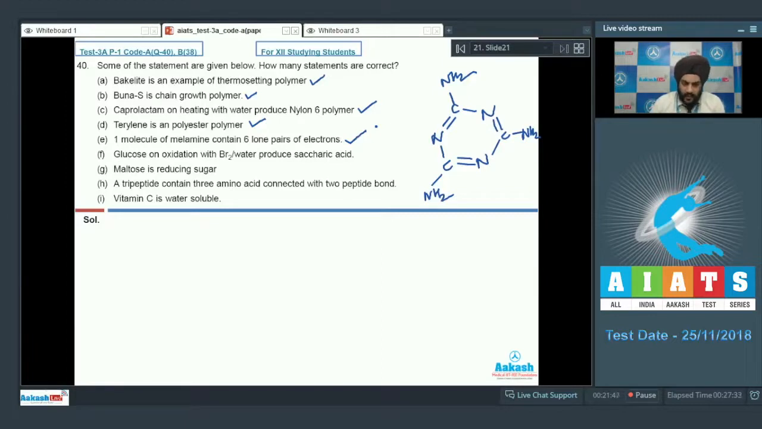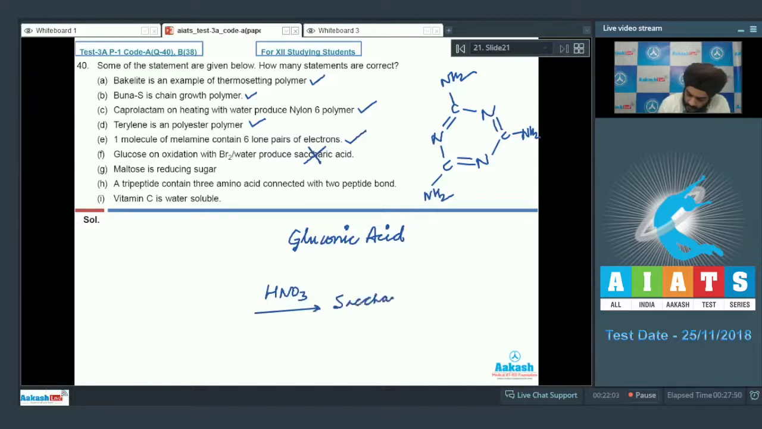Let us look at option F now. Glucose on oxidation with Br2 water produces saccharic acid. This is incorrect. Glucose produces gluconic acid on reaction with bromine water. To form saccharic acid, we need HNO3. So bromine water will form gluconic acid. Maltose is a reducing sugar. Yes, students, this statement is correct. Maltose is a polymer of glucose. And since glucose is reducing, maltose will also be reducing.